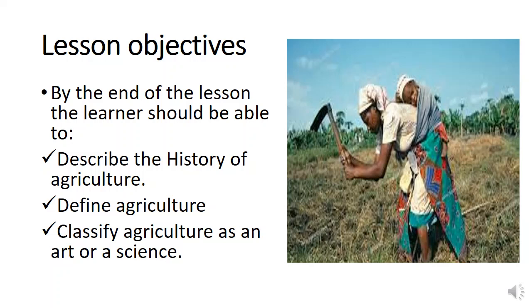After explaining what it means, then you classify agriculture as an art or a science. Meaning, here you look at the activities that take place in agriculture, the scientific events that take place in agriculture, and then you classify them as either an art or a science. Are they artistic? Do they require skills? Or are they scientific, requiring experiments?